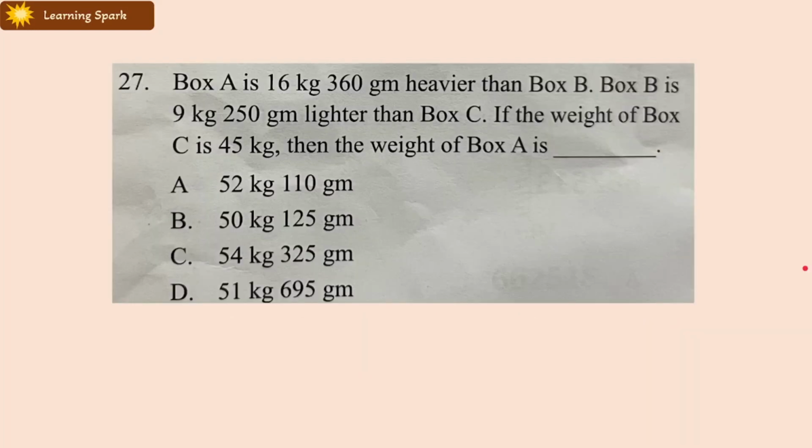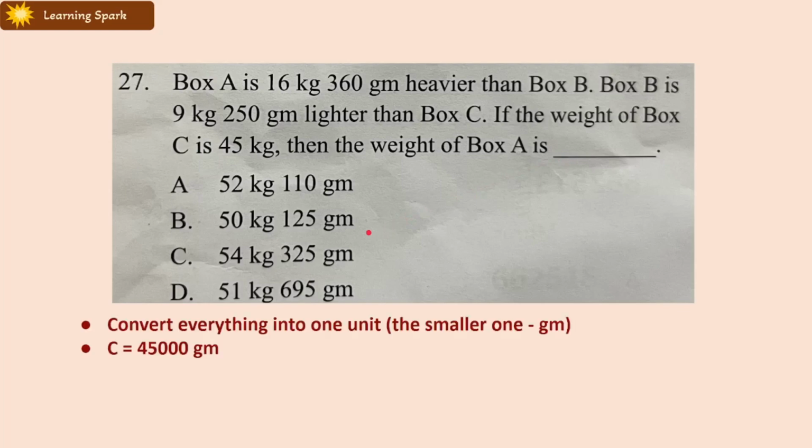Question number 27 is on the screen. Okay, let's try to solve this now. Box A is heavier than box B, and how much heavier is given. Box B is lighter than box C, and how much lighter is also given. If the weight of box C is 45 kg, which is given, then the weight of box A is how much? Okay, so let's do it one by one, step by step.